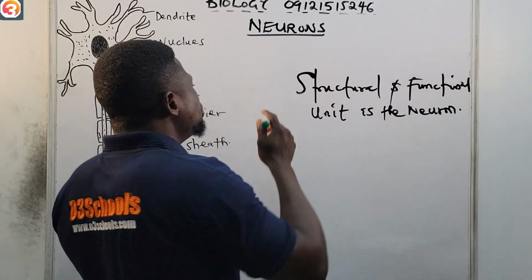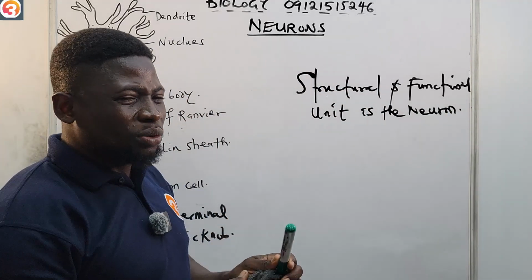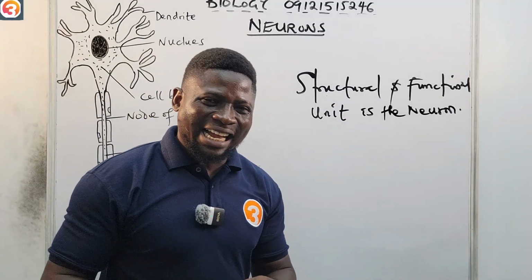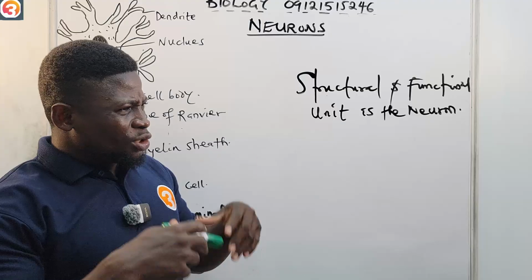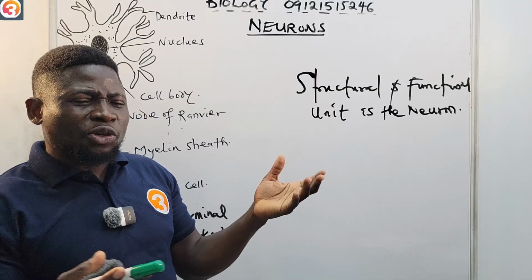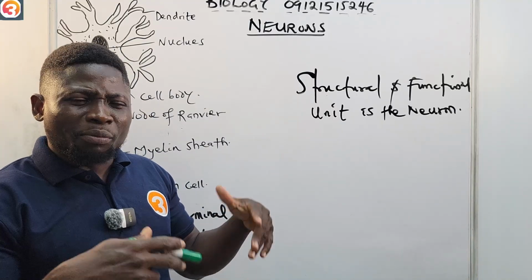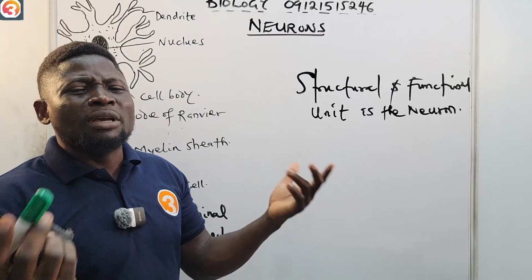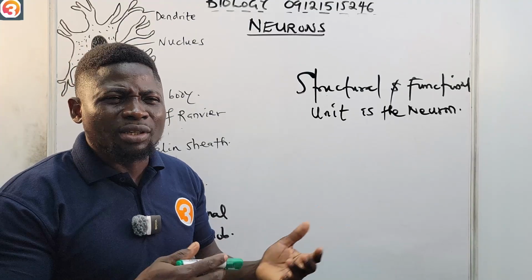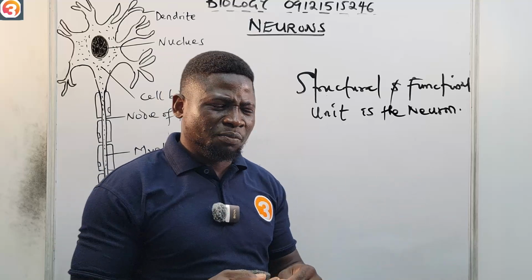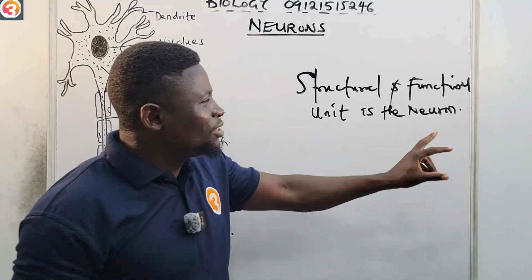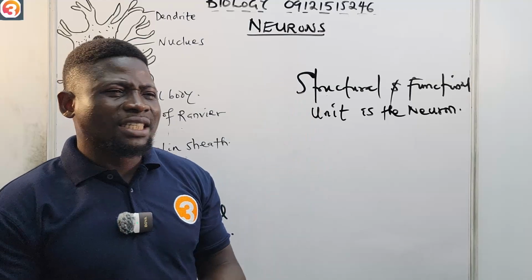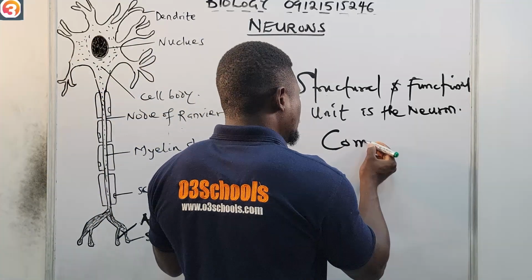We see that the neuron is the basic structural and functional unit of the nervous system. That means it is the neuron that enables us to communicate, to memorize, to store information, and to regulate both voluntary and involuntary action. But how exactly is this neuron able to do it? The neuron is able to do this via communication.